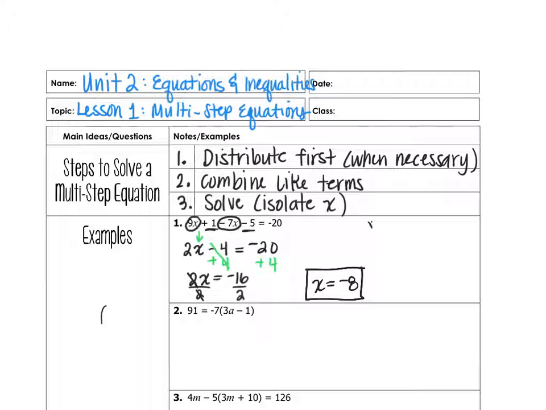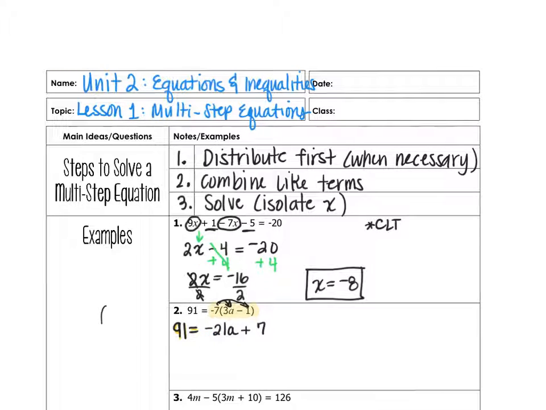So this was a problem where we only had to combine like terms, and then after we combined like terms, we solved for x. Number 2, I see the distributive property right here where my negative 7 is multiplying into 3a minus 1. So first thing we want to do is distribute negative 7 into the parentheses to get negative 21a plus 7. Now I'm going to solve. Dividing by negative 21 will be the last step we do.